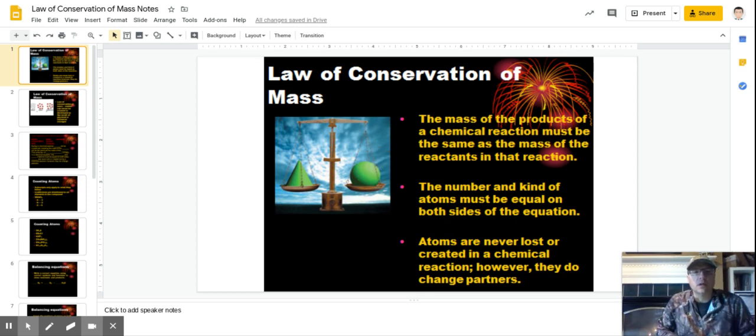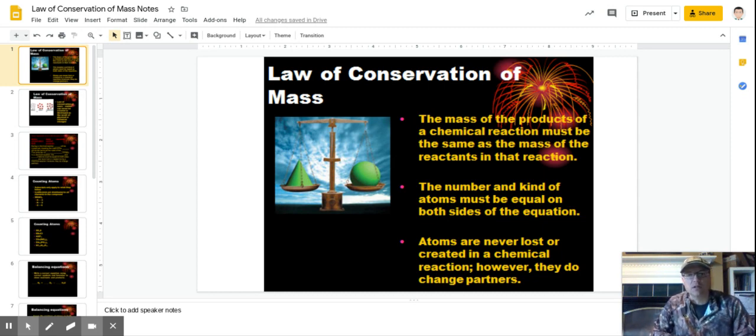We're talking today about the law of conservation of mass, and follow along in the notes that you have from before. The mass of the products of a chemical reaction must be the same as the mass of the reactants in that reaction. Keep in mind the reactants are what go into the equation, and the products are the new substances that are produced that come out of the equation. The mass of the left side of the equation must be the same as the right side. In other words, whatever goes into it must be equal in mass to what comes out of it.